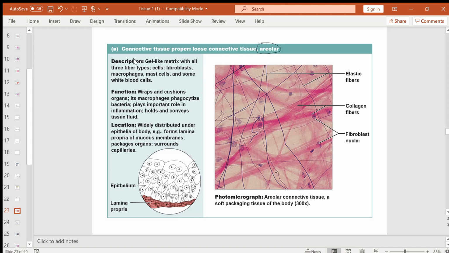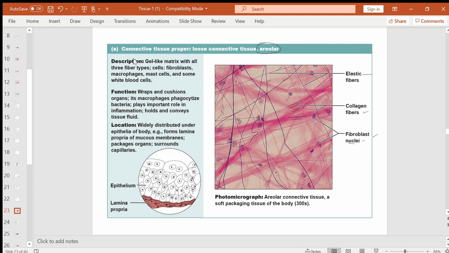You remember I said two types of fibers are found in areolar. These red fibers, they usually form bundles, and that is collagen. And elastic thin fibers, these dark colored thin hair-like fibers are elastic. And the cells, these cells are called the fibroblasts, connective tissue cells. Okay, so this is how the areolar type of loose connective tissue proper looks like under the microscope.